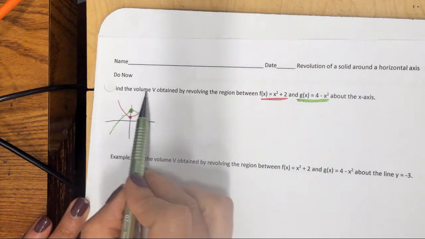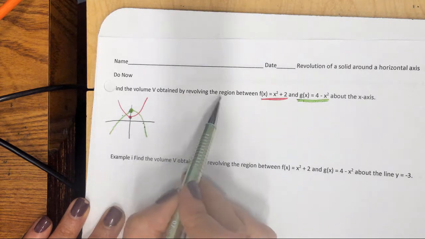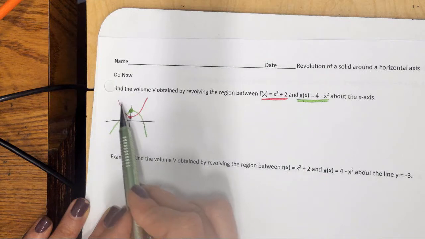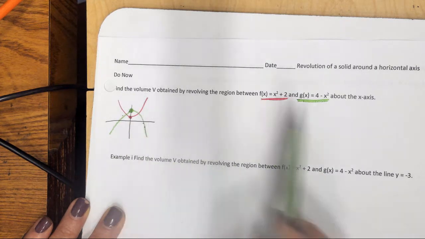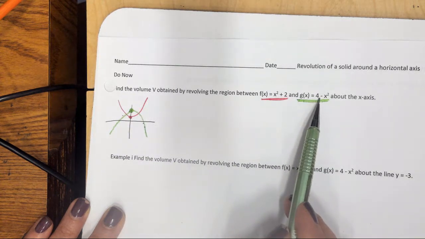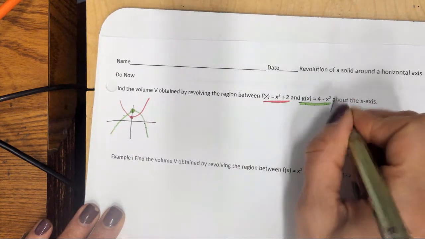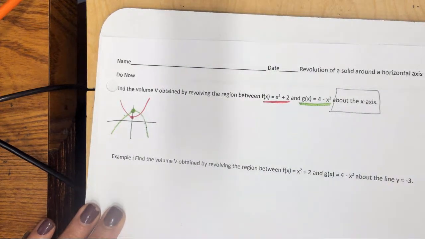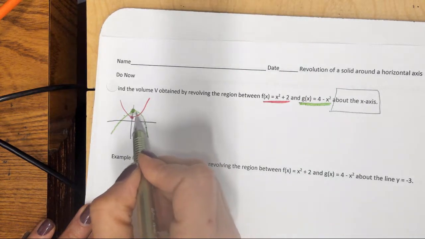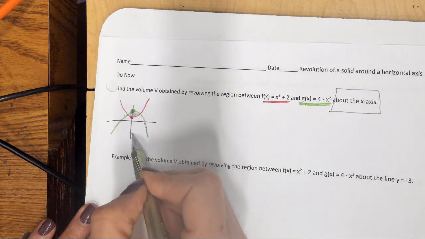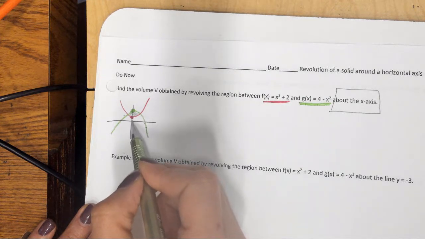So it says to find the volume V obtained by revolving the region between f of x equals x squared plus 2, so that's my parabola right here, and g of x equals 4 minus x squared, so that's this guy here in green. And we're revolving it about the x-axis. So recall it's this area right here between these two graphs that's being revolved around the x-axis.